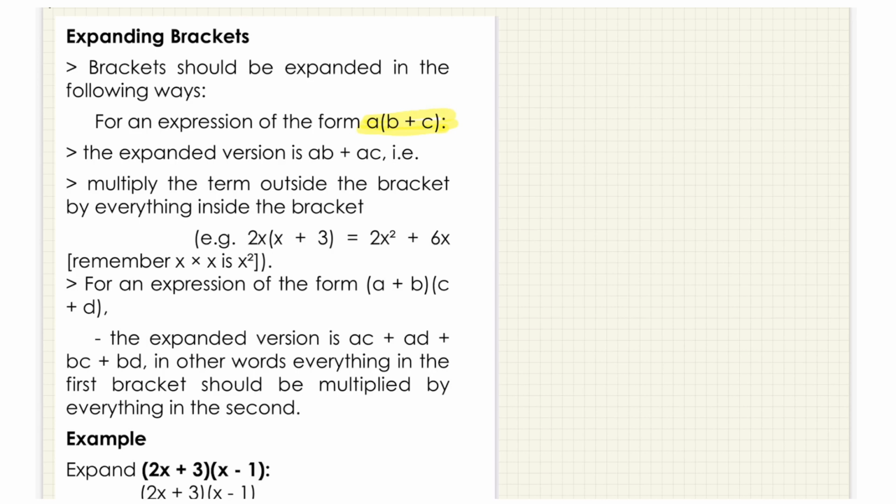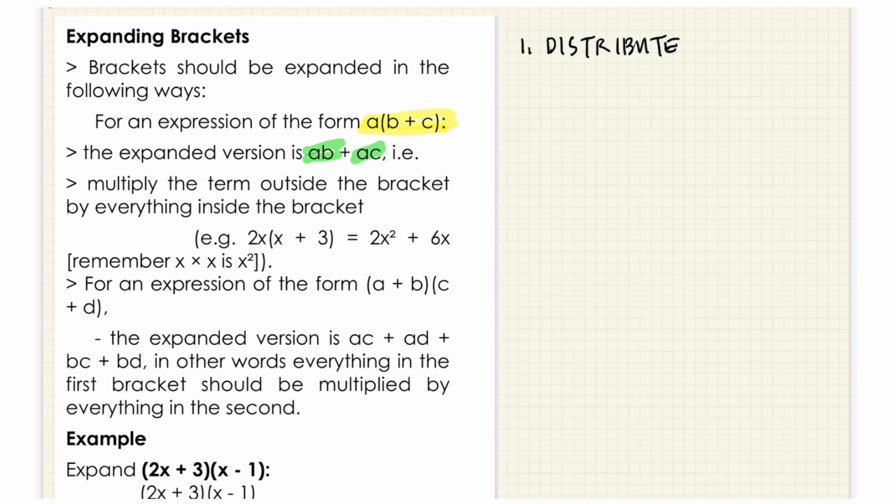The first thing that you're going to do is distribute. What are we going to distribute? We are going to distribute the variable or the coefficient outside the bracket. So in this expression, when we distribute a to b plus c, the result will be ab plus ac. A will be multiplied to b and a will be multiplied to c.